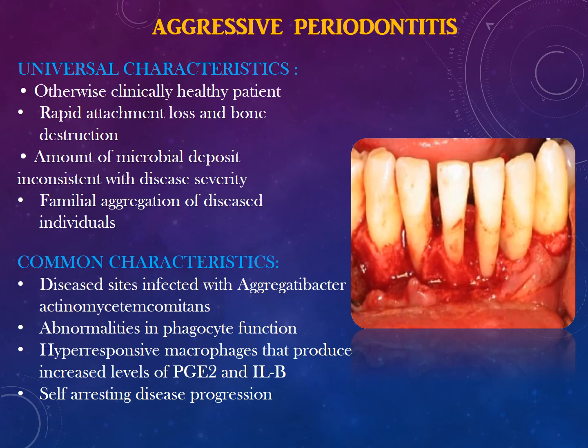And there is familial aggregation of diseased individuals. The common characteristics of aggressive periodontitis are that the disease sites are infected with Aggregatibacter actinomycetemcomitans. There are abnormalities in the phagocyte function, and hyperresponsive macrophages are present that produce increased levels of prostaglandin E2 and interleukin-1 beta. Aggressive periodontitis sometimes has a self-arresting disease progression.